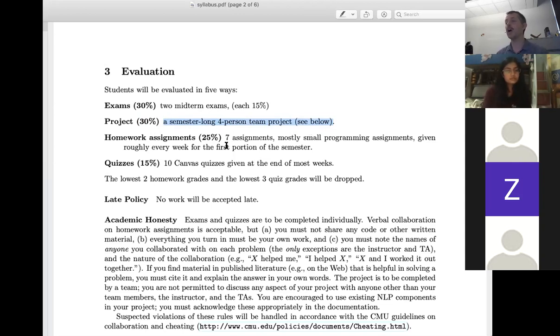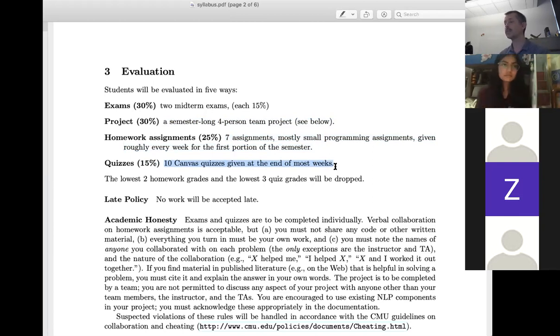Then there'll be homework assignments. There'll be 7 homework assignments, mostly small programming assignments, given most weeks during the semester. That will be 25% of your grade. And then there'll be quizzes, which will be 15% of your grade. There'll be 10 Canvas quizzes given at the end of most weeks, probably between 5 and 10 questions long.